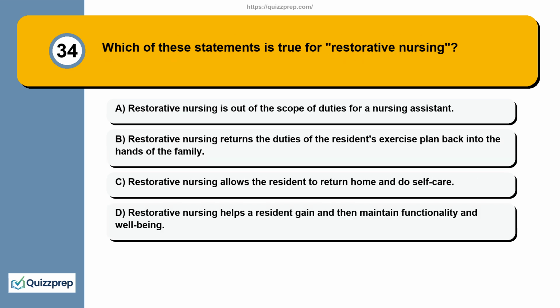Question 34. Which of these statements is true for restorative nursing? Restorative nursing is out of the scope of duties for a nursing assistant. Restorative nursing returns the duties of the resident's exercise plan back into the hands of the family. Restorative nursing allows the resident to return home and do self-care. Restorative nursing helps a resident gain and then maintain functionality and well-being.